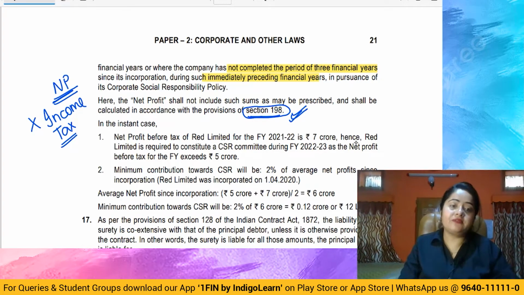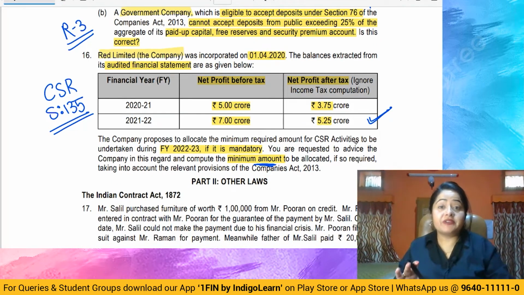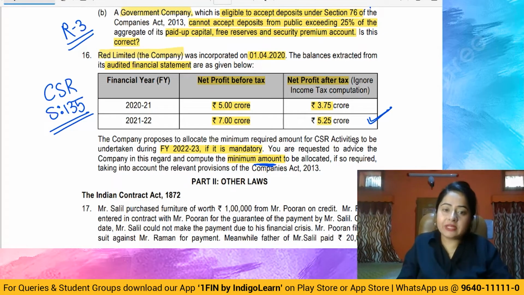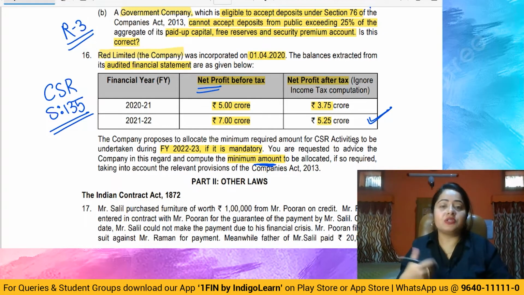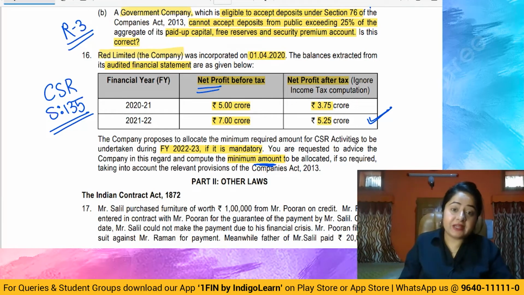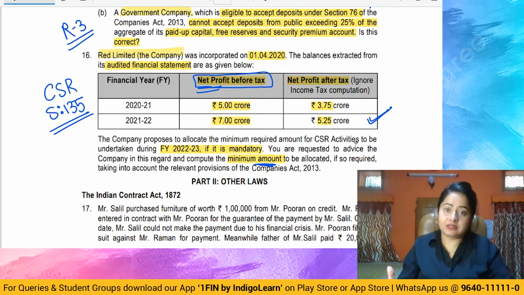Okay, so accordingly, we will have to take the profit before tax. So in order to check whether the company has to follow CSR or not, here only net profit is available. So we are going to check the preceding financial year's net profit. And we will check the net profit before tax because income tax should not be deducted. Alright, in order to check the net profit.